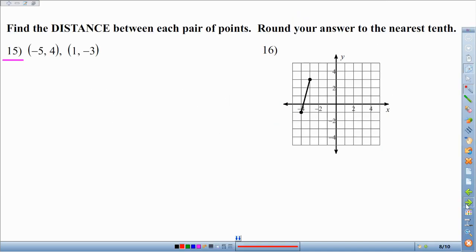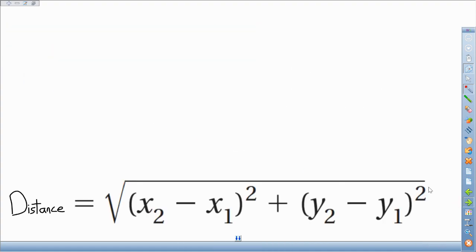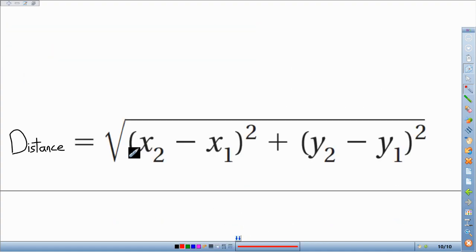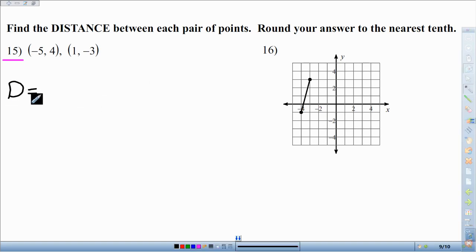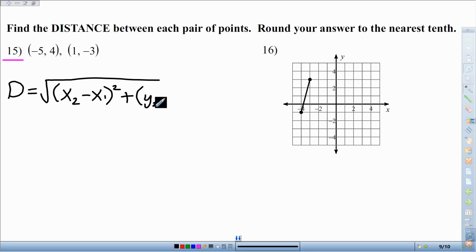All right, last thing I want to check out is a distance problem, number 15. Quick reminder, here's the distance formula: square root of x2 minus x1 squared plus y2 minus y1 squared. I think having the distance formula written out right in front of us is a good thing. I would highly recommend writing it out before plugging anything in. So let's go ahead and do that.